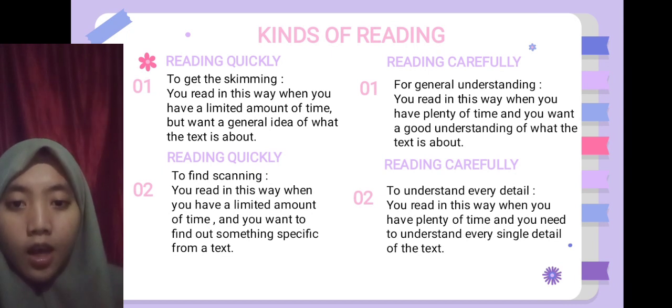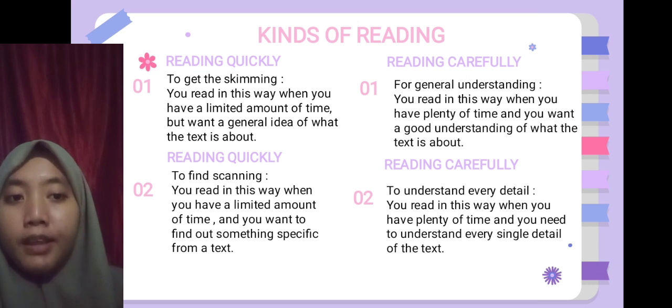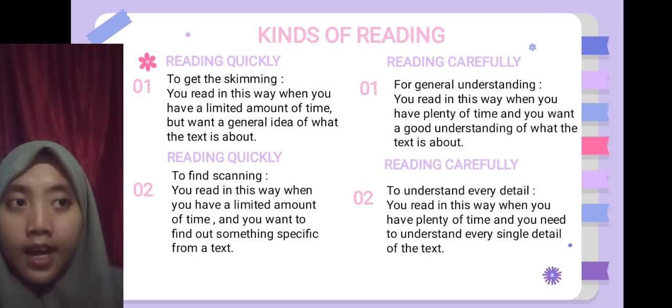Okay, next, kinds of reading. Reading quickly. One, to get the gist, skimming. You read in this way when you have a limited amount of time, but want a general idea of what the text is about. Two, to find specific information, scanning. You read in this way when you have a limited amount of time and you want to find out something specific from a text.